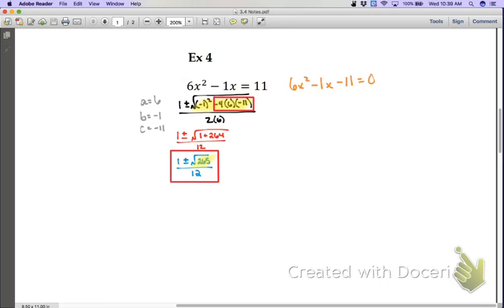Okay, that's your exact value. I do not want a decimal. Just leave it like that, since I can't do anything with 265, and go from there.